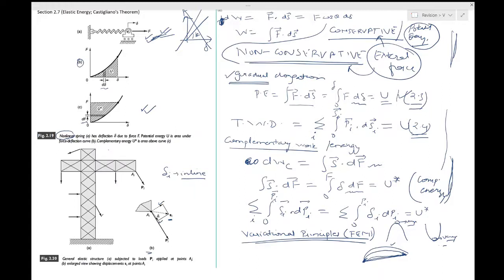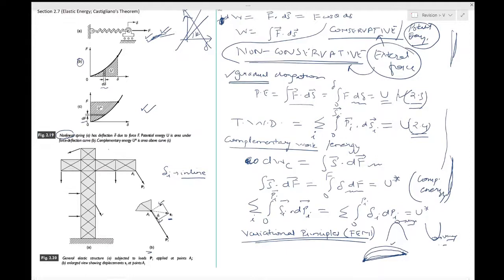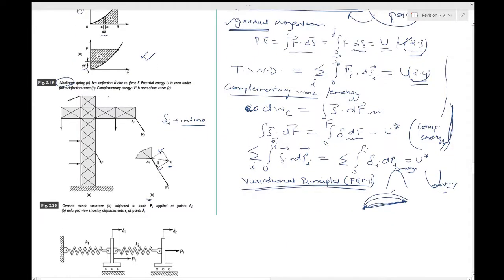Now we actually want to show something else which is called Castigliano's theorem. So to do that, let's look at 2.6. So 2.6 was actually this, was 2.5.